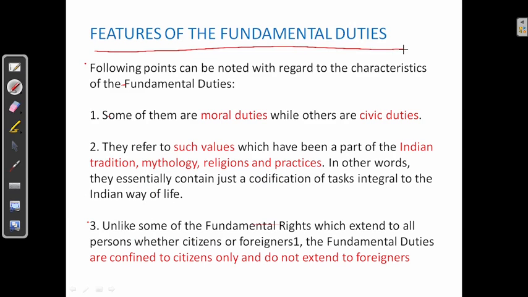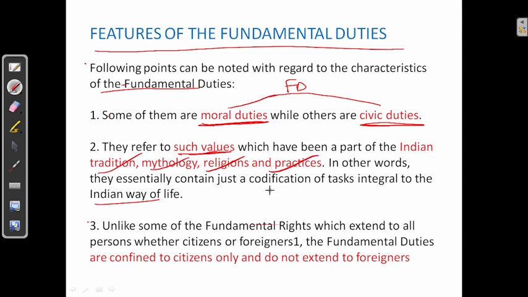Next, features of fundamental duties. The following points can be noted with regard to the characteristics of fundamental duties. First, some of them are moral duties while others are civic duties. Next, they refer to such values which have been part of the Indian tradition, mythology, religions and practices. In other words, they essentially contain just a codification of tasks integral to the Indian way of life.